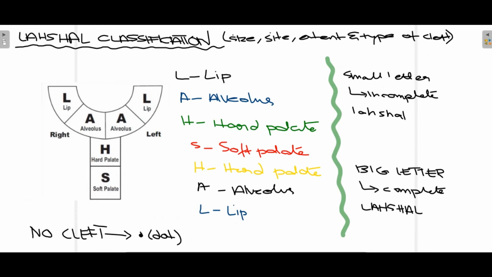Now moving on towards the main objective of this video, that is the classification system that is used for cleft lip and palate. The LAHSAL classification system is one of the most commonly used classification systems for cleft lip and palate. Now what is the LAHSAL classification? It defines the size, site, extent and type of cleft a patient has. Now talking about this classification system in detail, it is defined like this: L A H S A L. This is the abbreviation of the LAHSAL classification.